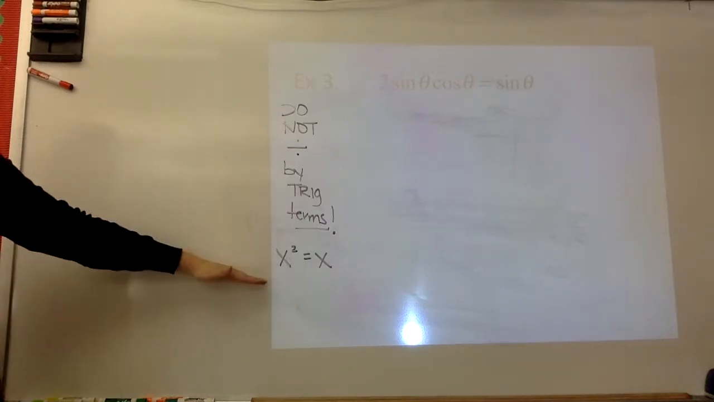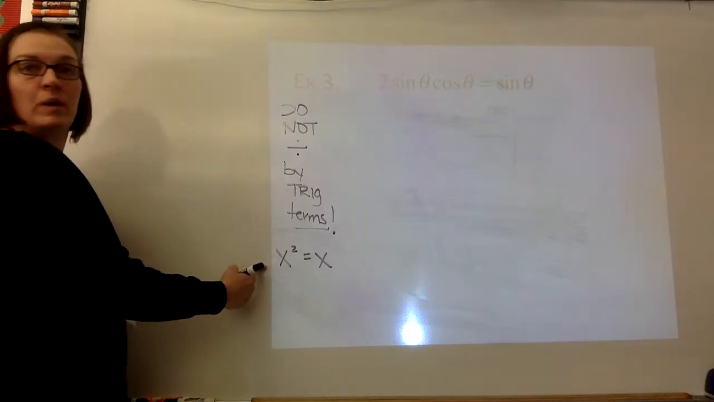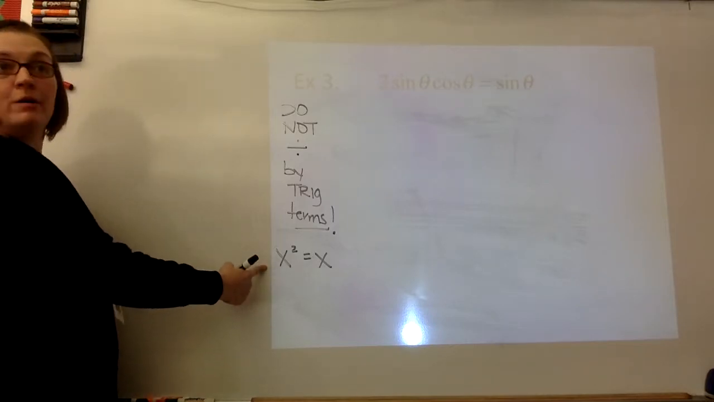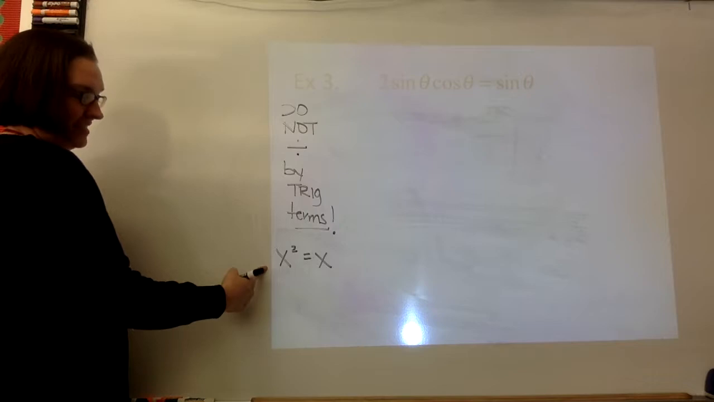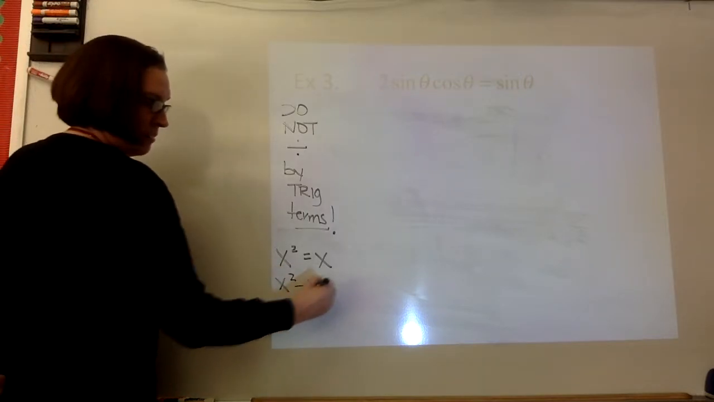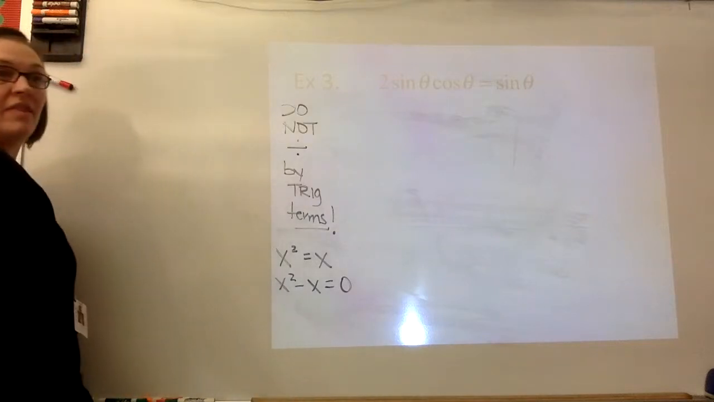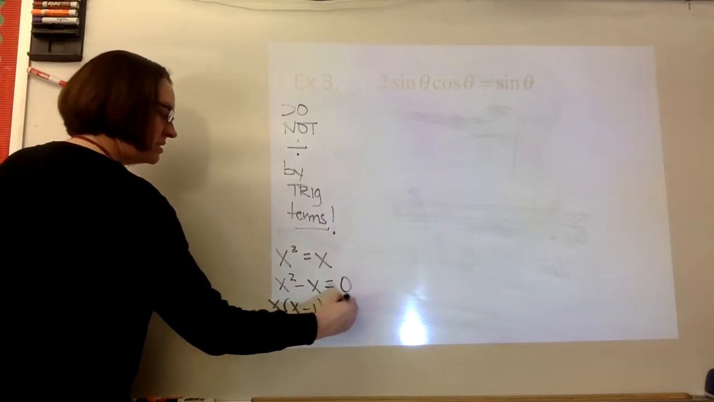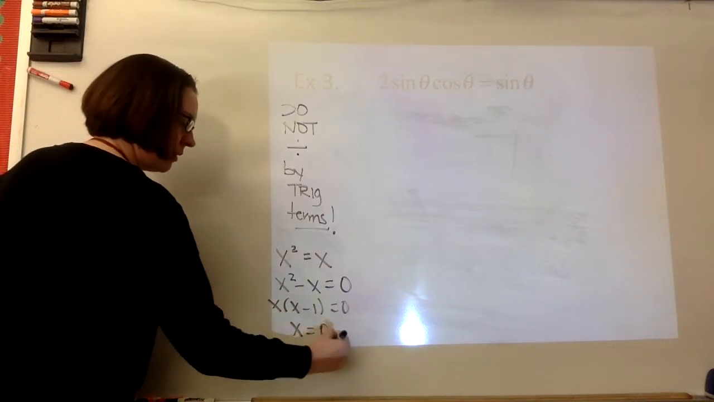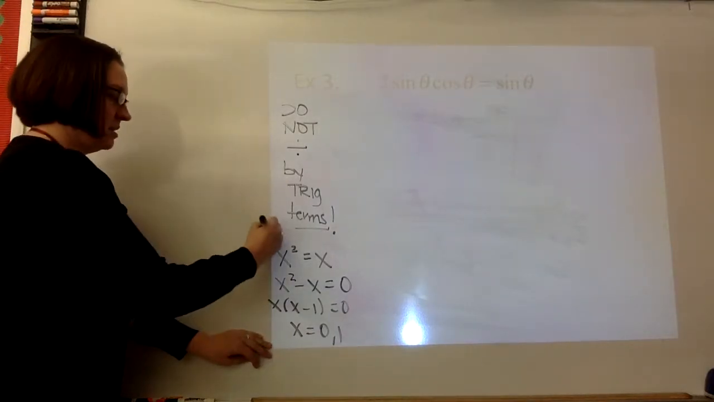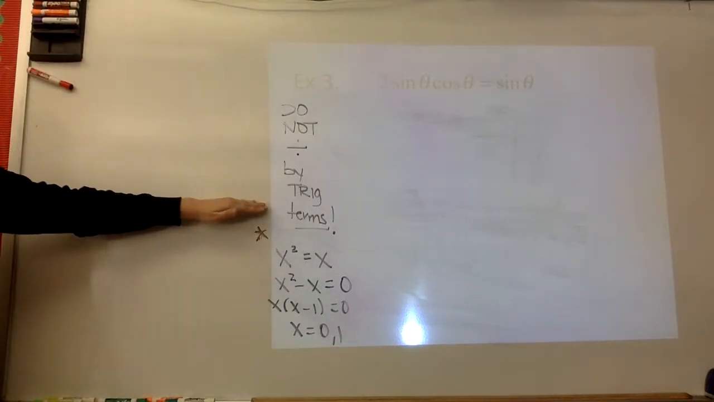So here's your reminder. How would you solve x squared equals x? Bring the x to one side, and then what? Factor it. x times x minus 1 equals 0, so my 2 solutions are 0 and 1. This is the theory that we want. This is what we do not do.